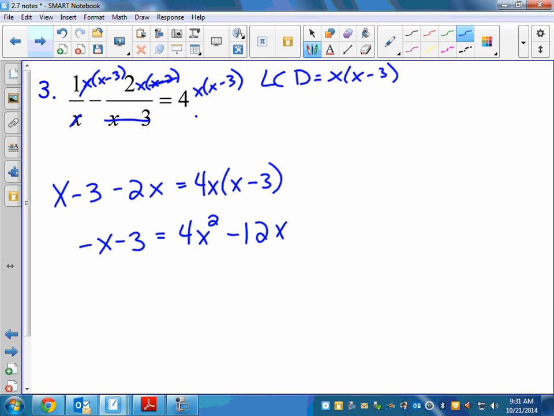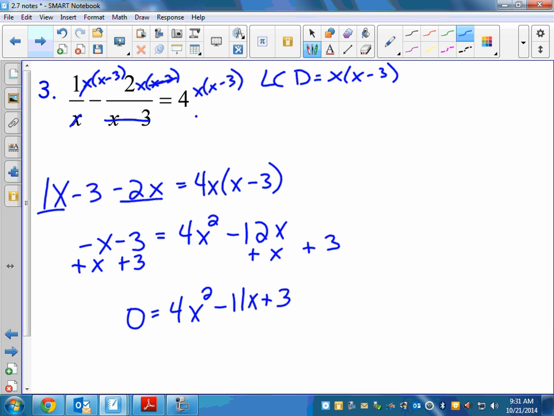This is another quadratic though, which means I'm going to make it equal 0. I like to keep my x squared positive, so I'm going to add x to this side and add 3 to this side. All right, 4x squared minus 11x plus 3. I put the 1x and the negative 2x together to get the negative x.